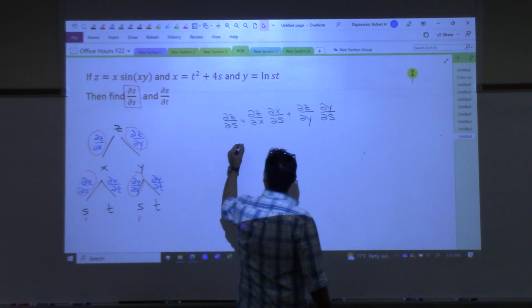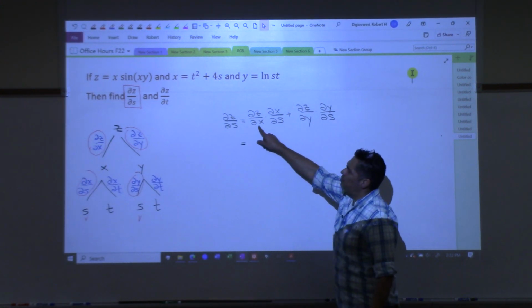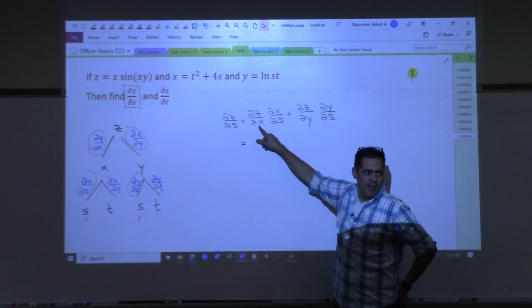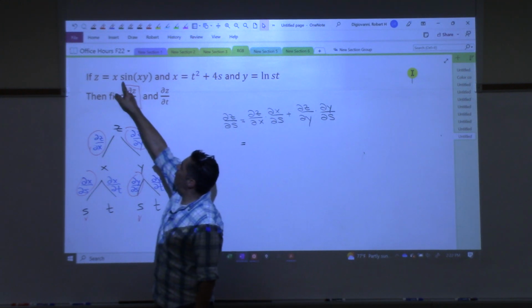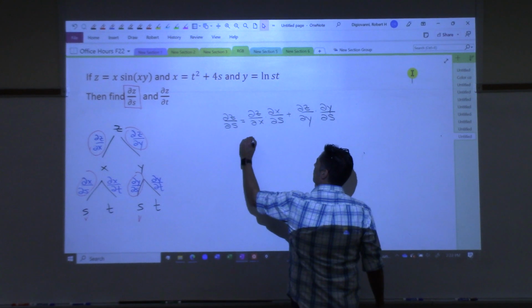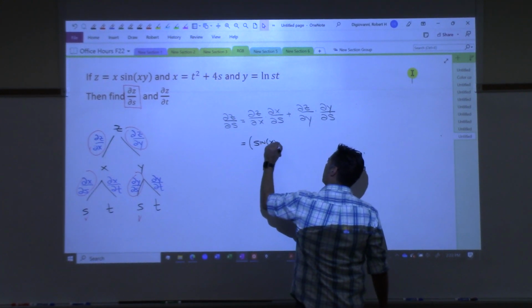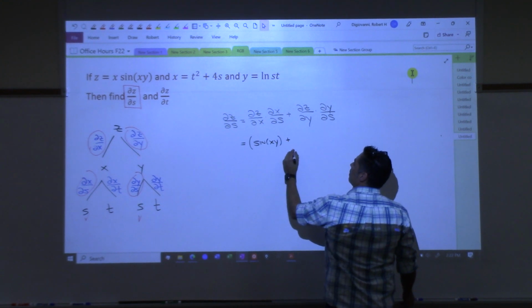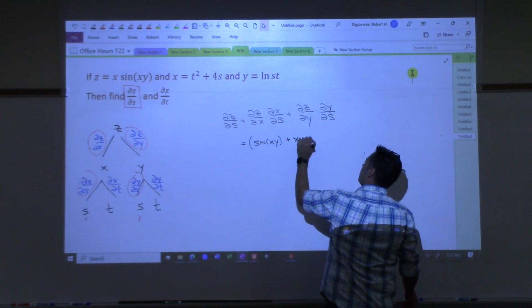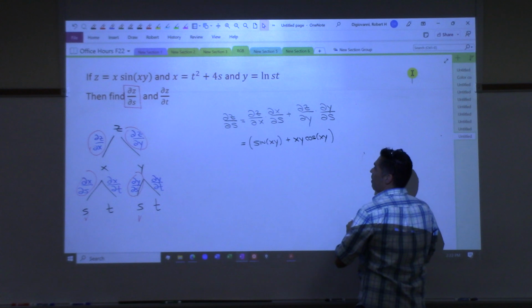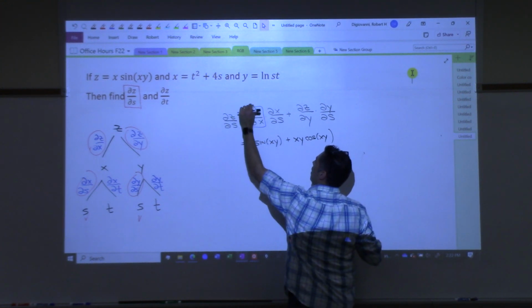The partial of z with respect to x first. Now the good news is we've done this previously. We're going to take the partial of x sine xy with respect to x. What was it? Sine xy plus xy cosine xy. Okay, that right there should be this, right? Done?